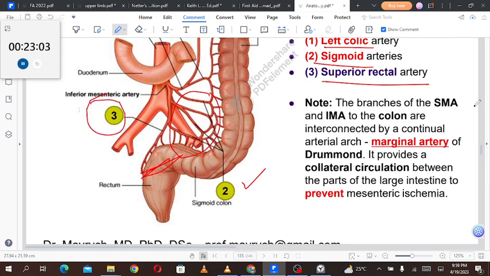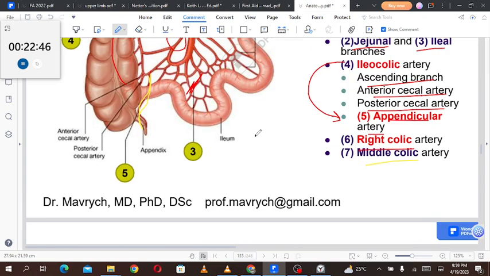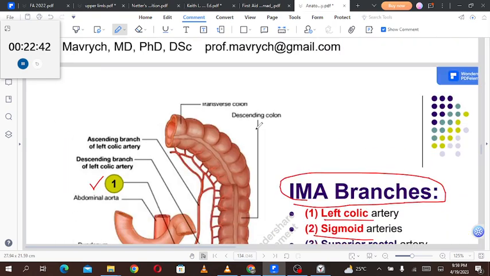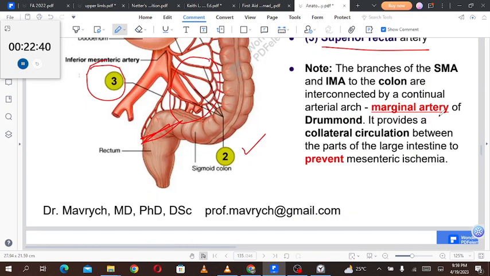Note, the branches of the superior mesenteric artery and inferior mesenteric artery to the colon are interconnected by a continual arterial arch, the marginal artery of Drummond. What's that? The superior and inferior mesenteric arteries to the colon are interconnected by a continual arterial arch that is called the marginal artery. I saw marginal artery written over here, I guess. Where is the marginal artery? There's no marginal artery written over there. But there is a marginal artery of Drummond. It provides collateral circulation between two parts of the large intestine and prevents mesenteric ischemia. So there is a very good collateral supply between the intestines.